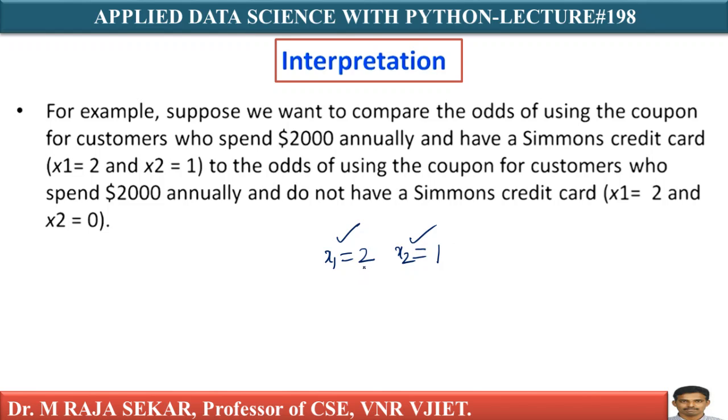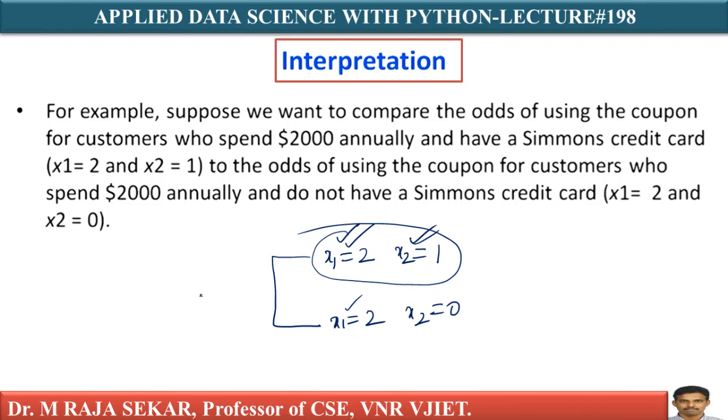This one you have to compare to the odds of using the coupon for customers who spend $2,000 annually and do not have a Siemens credit card. What is the meaning of this one? X1 equal to 2 means a customer who spent $2,000. X2 equal to 0 means not having a Siemens credit card. We want to compare these two, isn't it?